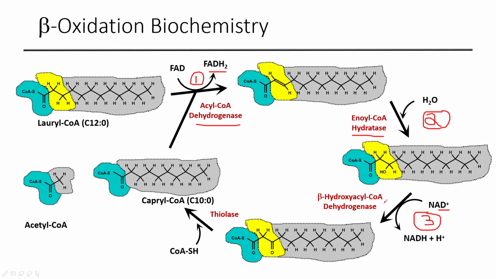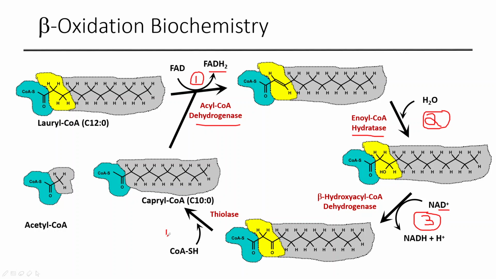And this reaction, this third step of the pathway, is where the entire pathway gets its name. As you see, we are oxidizing or losing electrons from the beta carbon. So this is why it's called beta oxidation of fatty acids.